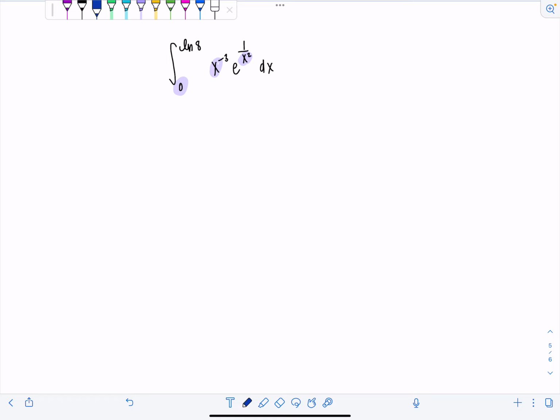So immediately you should rewrite this as the limit as t approaches 0 from the right of the integral from t to natural log of 8 of x to the negative third e to the 1 over x squared dx. All right. Now from here, it's a matter of integrating. It's not too hard, but you have to have your wits about you. I'm a stickler with my students that they maintain proper notation and mind their limits of integration the entire time.